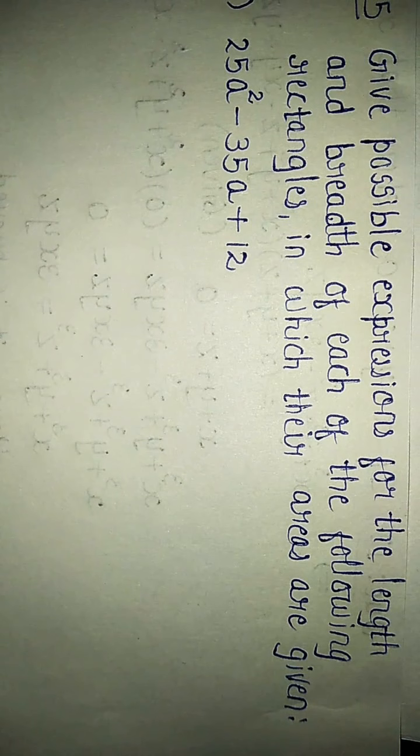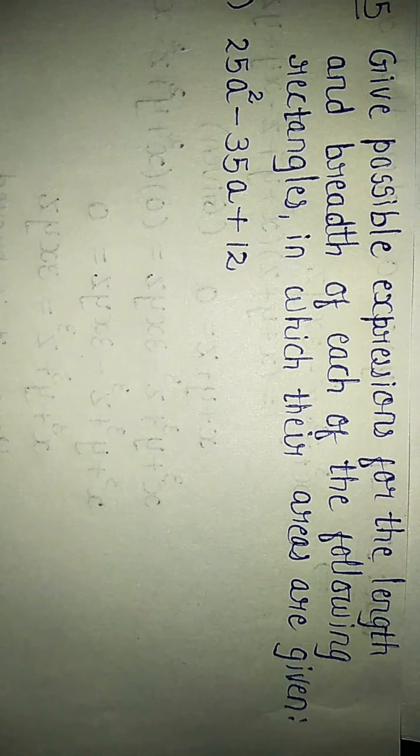Let us do question number 15. Give possible expressions for the length and breadth of each of the following rectangles in which areas are given. Now look at this sum number 1: 25a square minus 35a plus 12. Students, here you can see area is given.